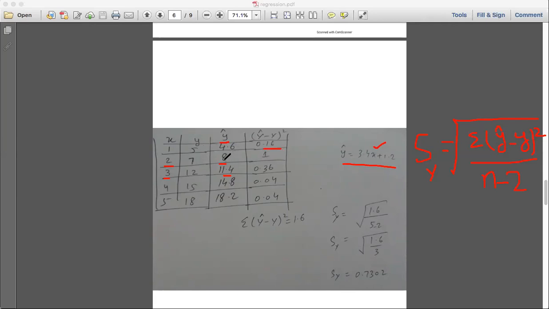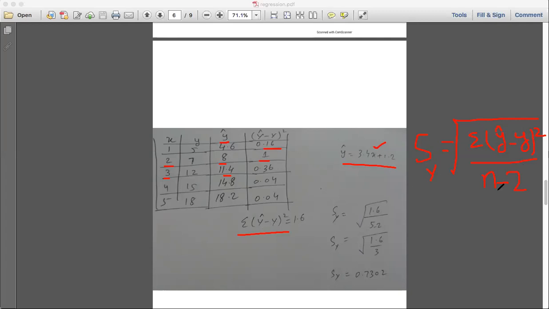Similarly, 8 minus 7 is 1, 1 square is equal to 1, and similarly the other values you can easily find. After that, take the sum of all these values, that is equal to summation (y hat minus y) square, it will come 1.6.